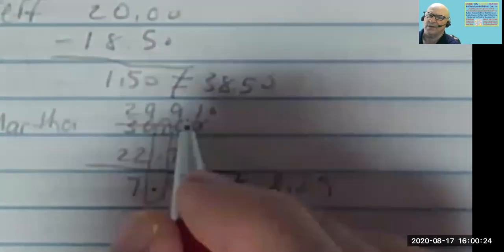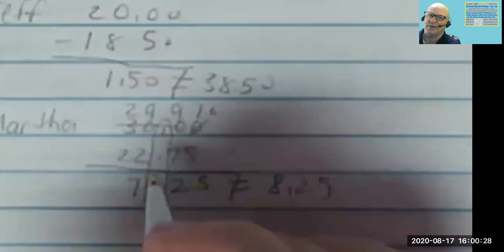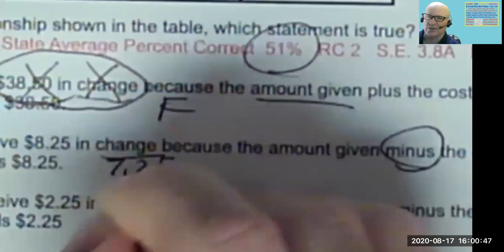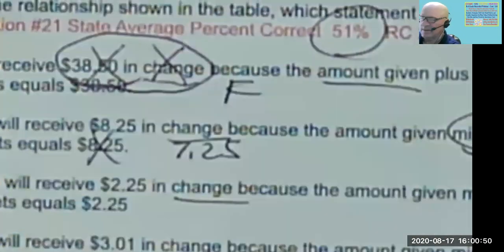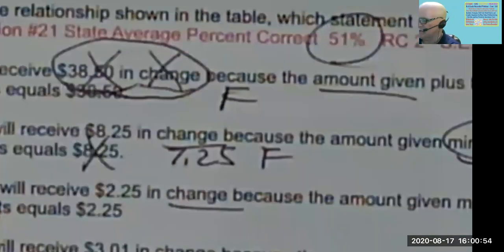So then I can subtract: 10 minus 5 is 5, 9 minus 7 is 2, 9 minus 2 is 7, and 2 minus 2 is nothing or 0. So we have $7.25 left, which is not equal to $8. It's 25 cents, that's $1 off. So we're going to eliminate this one because it's not a true statement. The amount left over makes it untrue. So we would put F for false.